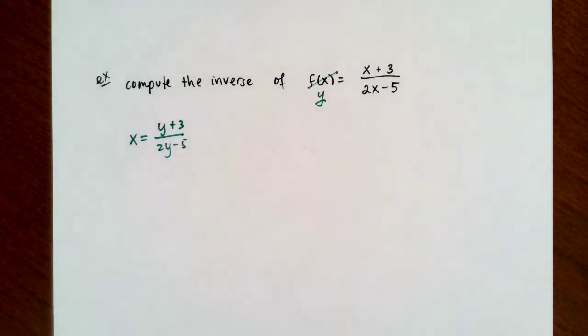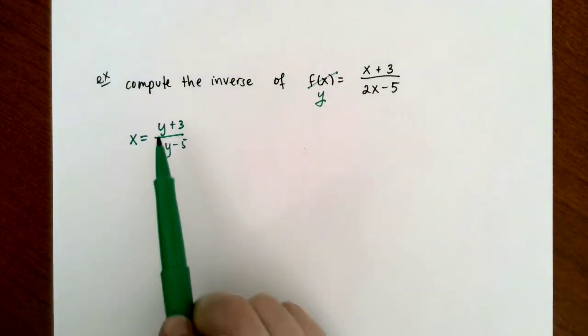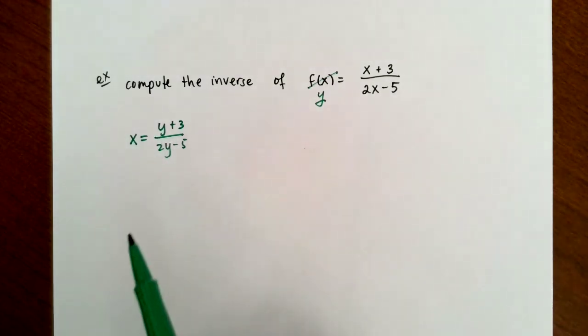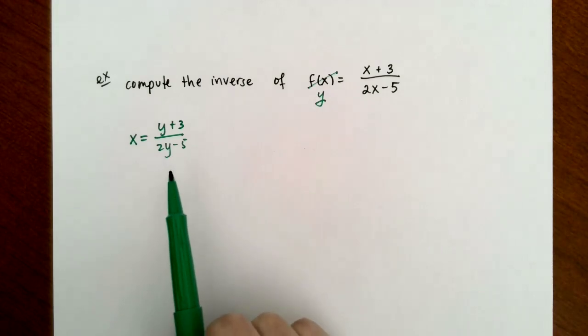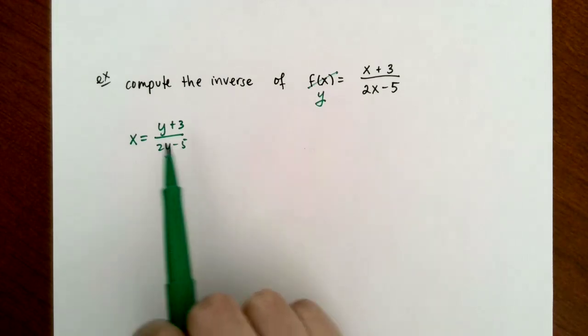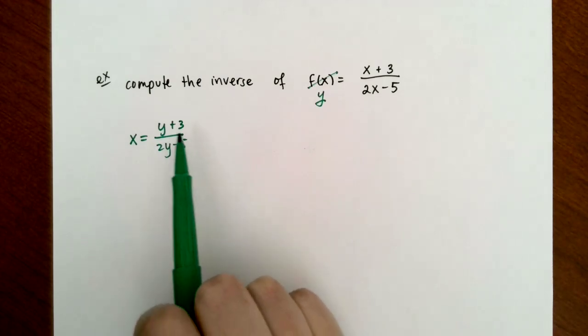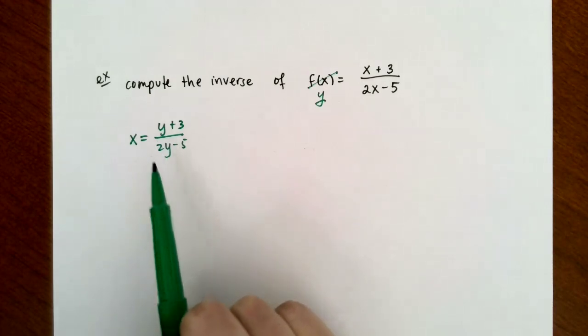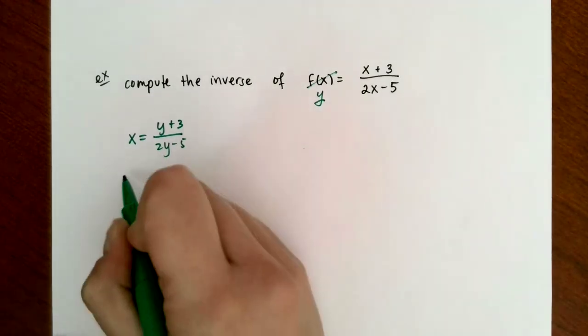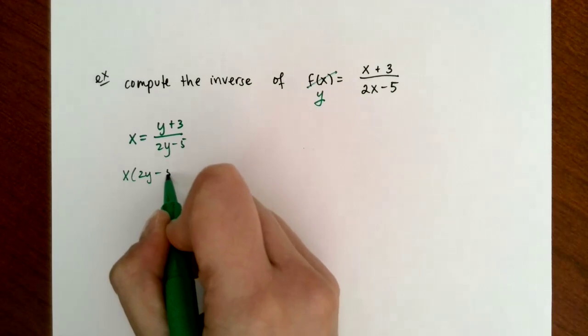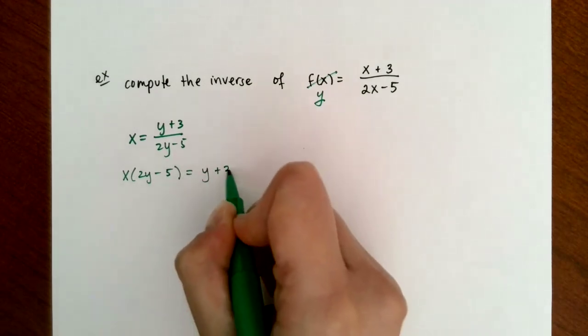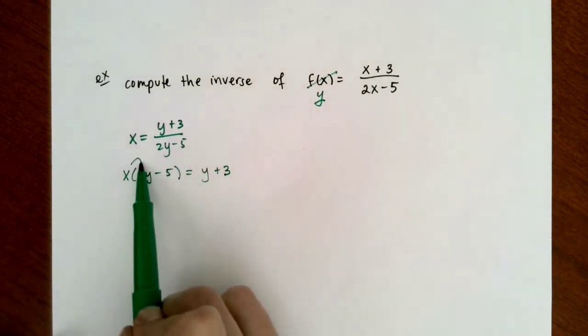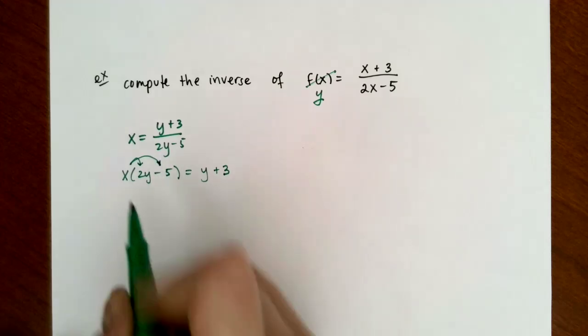Now that we've made this switch, our task is just to solve for y, which is a much more difficult task than in the previous problem because the y is in two places here. So this is where we're going to follow the same steps for these rational functions. First, this fraction is causing problems, so I'll multiply both sides by its denominator. So both sides get times 2y minus 5 in this case. And then I'll distribute this x into the parentheses.